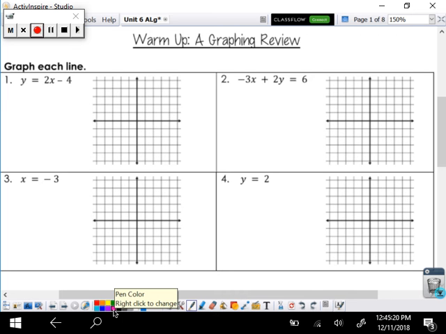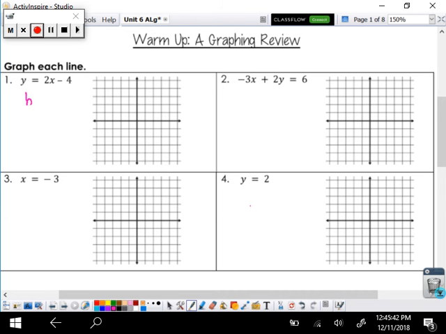So remember, if it's in slope-intercept form, y equals mx plus b, we can use the y-intercept first and then the slope to get our points. If it's in standard form, we can use the cover-up method. So go ahead, pause this video, graph these 4 lines, and you can unpause it to check your work. And I'm just going to graph them.